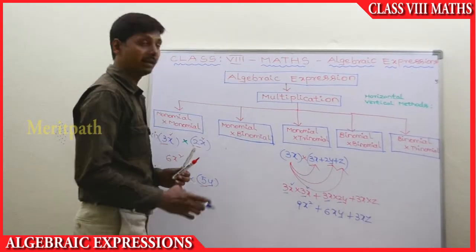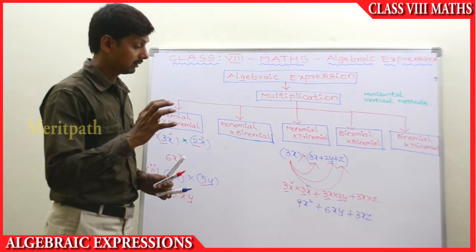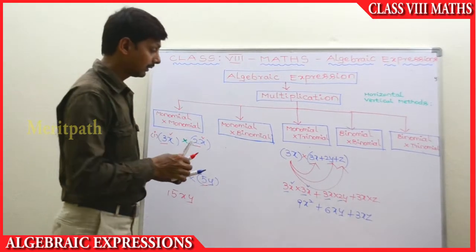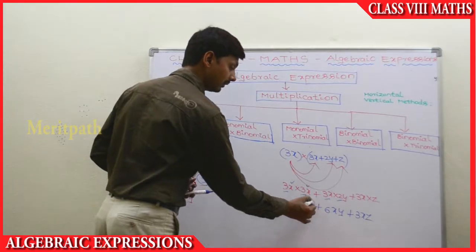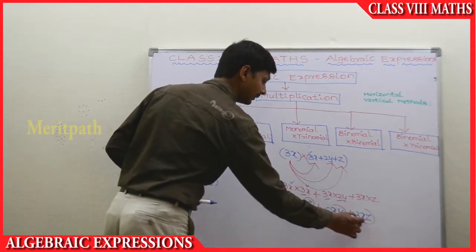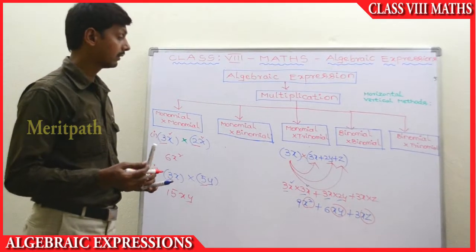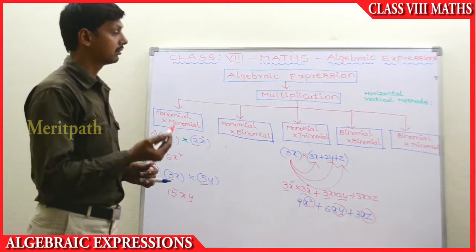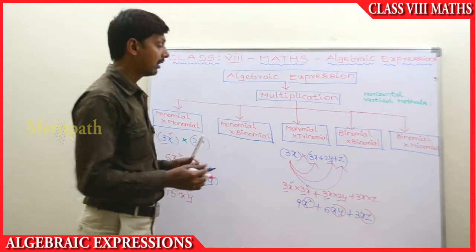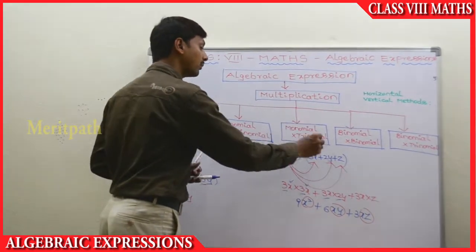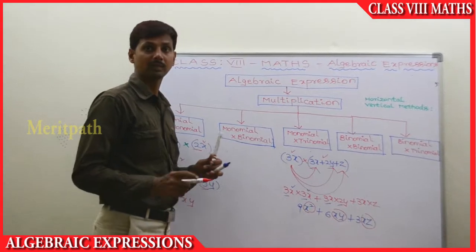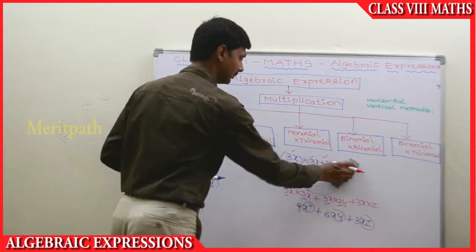So you can observe here that the variables are different: x square, xy and xz. So you cannot add up these terms. So these are unlike terms. So this is the solution, and we multiplied monomial with trinomial. Let's take some other example.